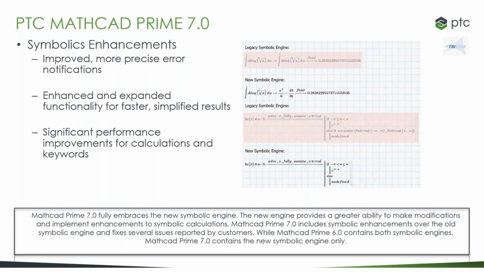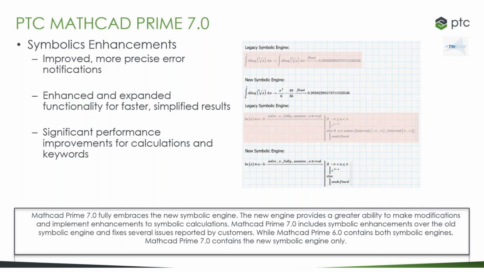PTC didn't have control of the previous Symbolic engine. There was a third party out there that PTC was using for their Symbolic engine. So if there was anything that was wrong, PTC did not have the ability to go in and manipulate a lot of that code. So they spent a lot of time creating an engine, their Symbolic engine. And they spent a lot of time working on this, and they took a lot of the feedback from Prime 6 customers and enhanced it for Prime 7.